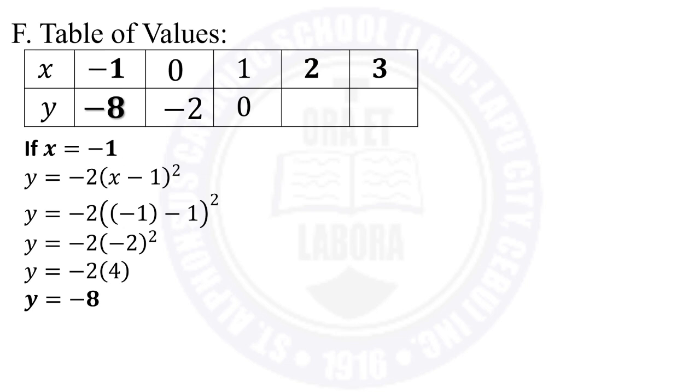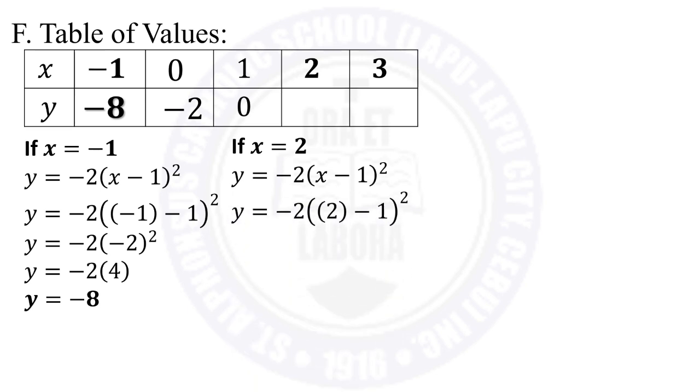Next, 0 and 2 have the same values of y, so we could put negative 2 here, and we could put negative 8 for 3. But for us to check, we will solve. If x is 2, y equals negative 2 times (x minus 1) squared, that would be negative 2 times (2 minus 1) squared. Y equals negative 2 times 1 squared, so y is negative 2.